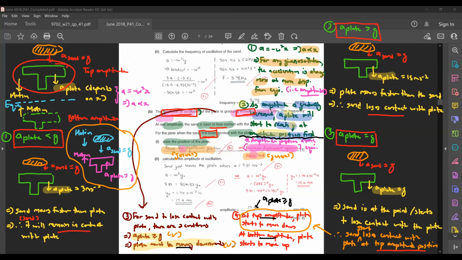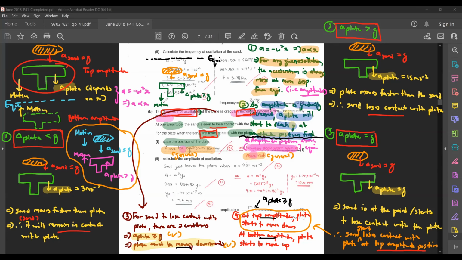Because sometimes people may also ask, this one is a bit further from what we discussed, because some people may ask, if you are below equilibrium position, if this is your sand whose acceleration is equal to g, isn't it also possible for your sand to lose contact with your plate when it's moving downwards and your acceleration is more than g itself here?